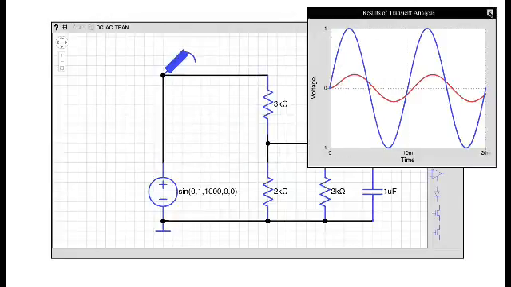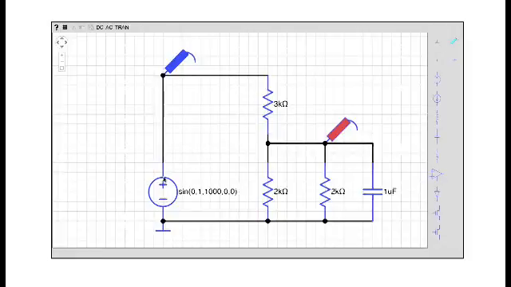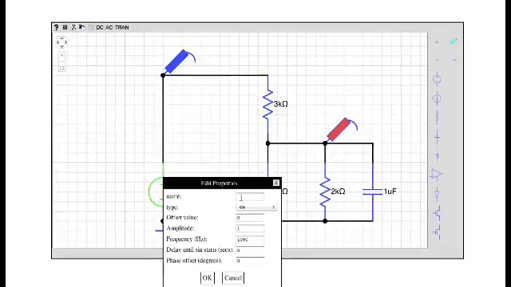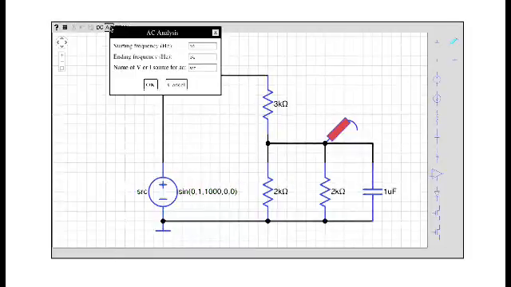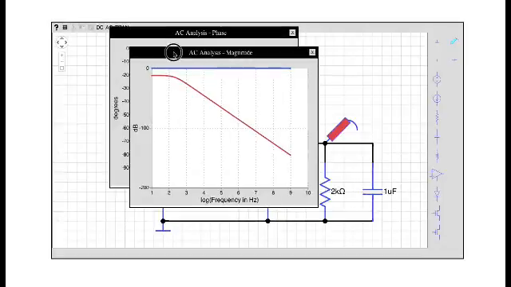So what I'm going to do is close the transient analysis windows and add a name to my voltage source so I can refer to it later. Now when I ask for an AC analysis, I can say I'd like it with respect to the voltage source named SRC, and I want to look at the frequency response of my circuit between 10 Hertz and a gigahertz. If I click OK, I get two plots.